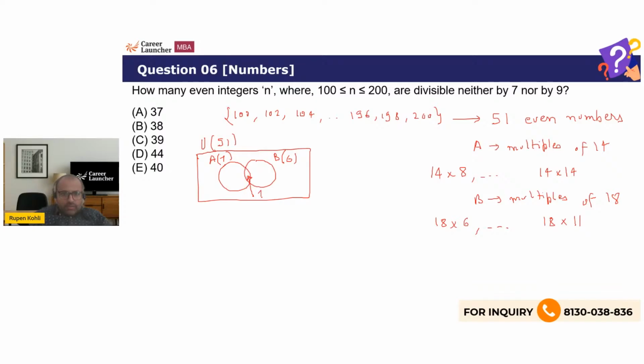So what is the union now? We know A union B is A plus B minus A intersection B, right? So that is 7 plus 6 minus 1, which is 12. So we have to remove 12 from 51. 51 minus 12, 39. That is my value, right? Those many numbers are satisfying the condition, right?